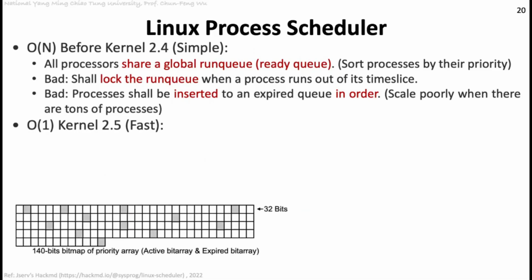So how to implement these O(1) things? Actually, there are two data structures here. First of all, there is an active bit array. Okay, so what do I mean by active bit array?